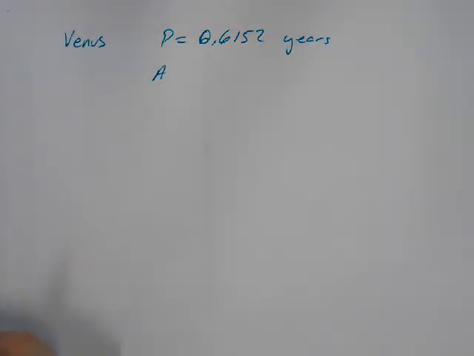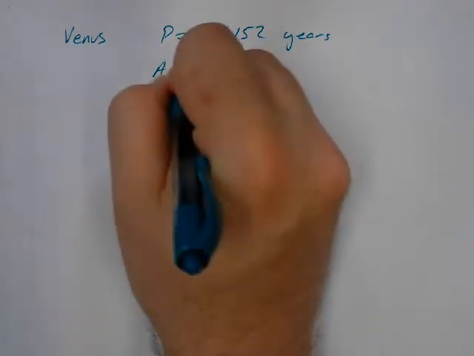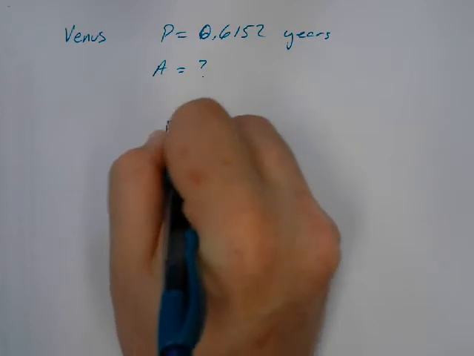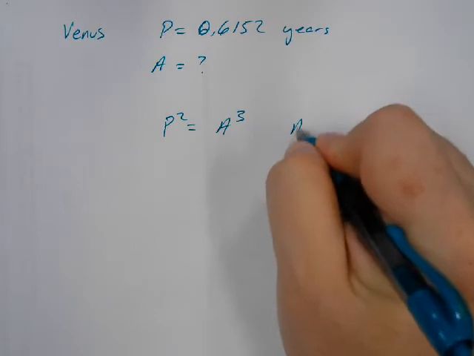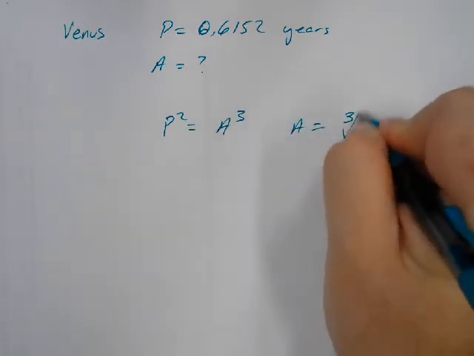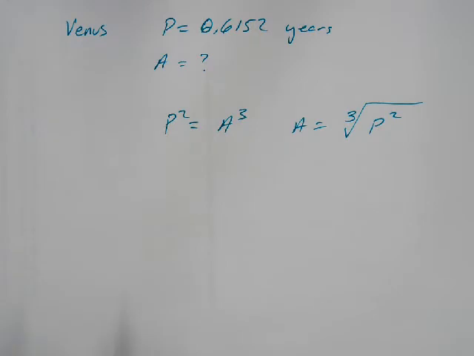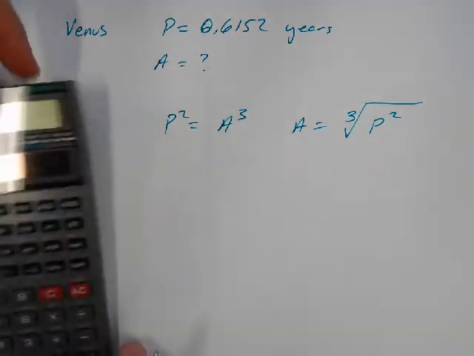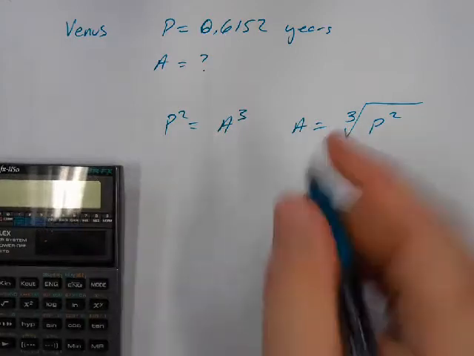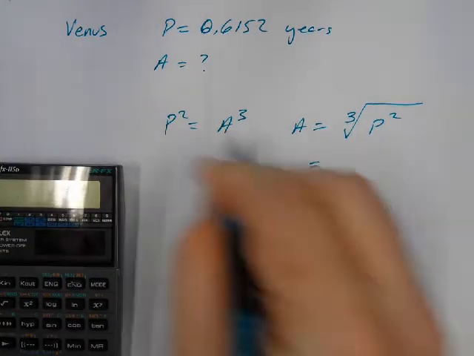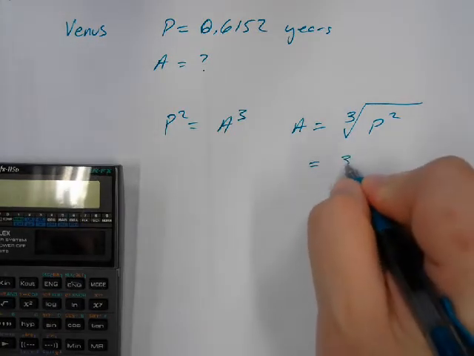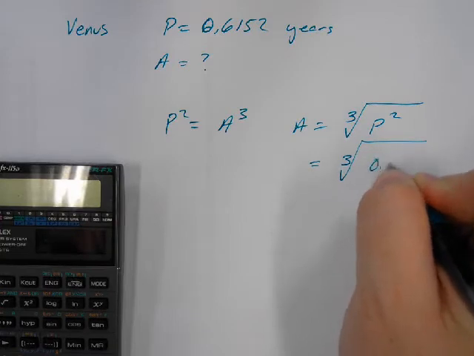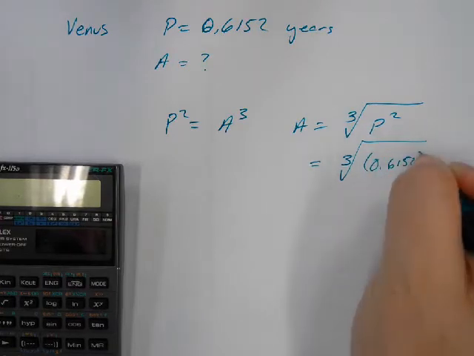We can get that directly from Kepler's third law. We have p squared is a cubed. So a must be the third root of p squared. You have to be careful of that. That means you have to know how to calculate it at some point. So our average distance, our semi-major axis, is going to be the third root of 0.6152 squared.